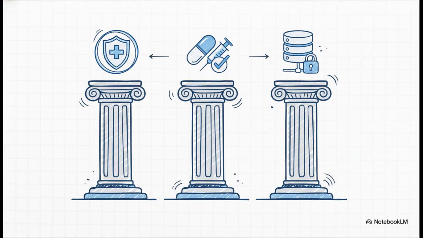So when you boil it all down, all this work, all these procedures, it's all built on three core pillars. First, and most important, is patient safety. Second is ensuring product quality, whether it's a pill or a pacemaker. And third, protecting the data integrity that proves the first two are solid.